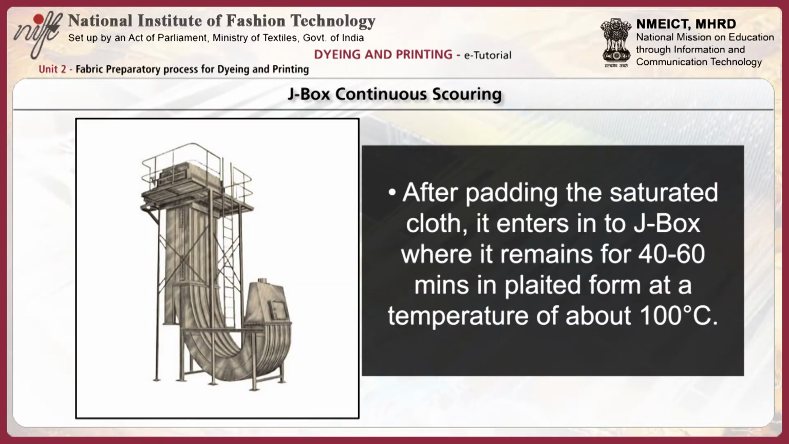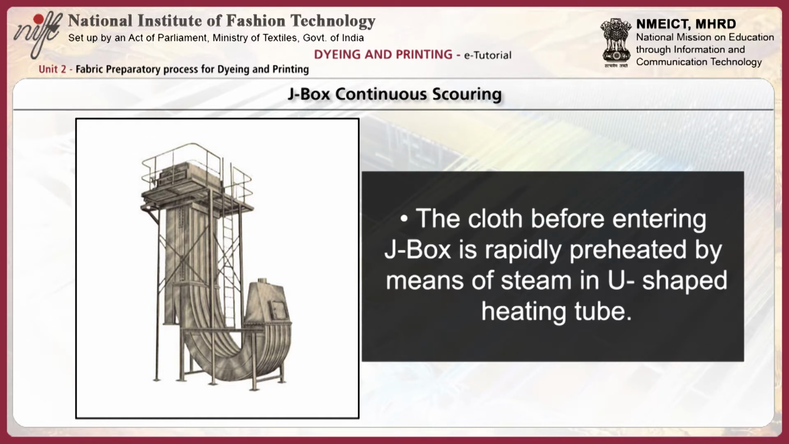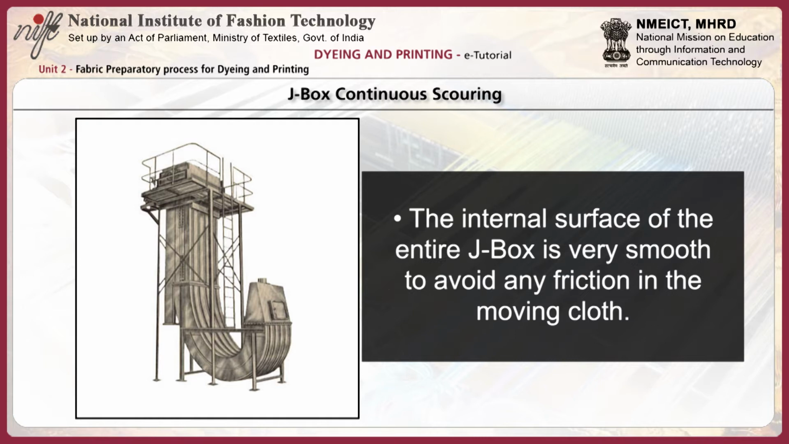After padding, the saturated cloth enters the J-box where it remains for 40 to 60 minutes in plaited form at a temperature of about 100 degrees Celsius. The cloth before entering the J-box is rapidly preheated by means of steam in a U-shaped heating tube. The internal surface of the entire J-box is very smooth to avoid any friction in the moving cloth.